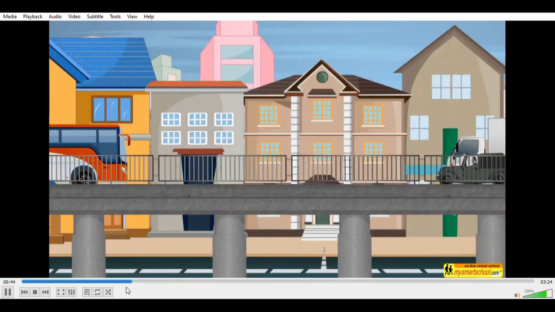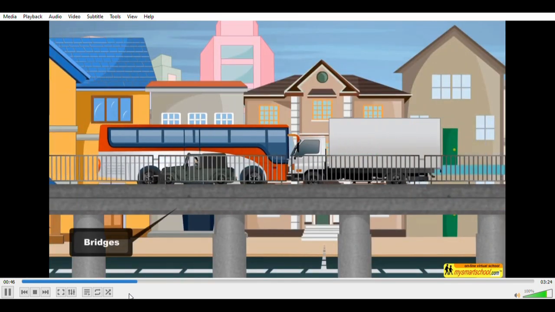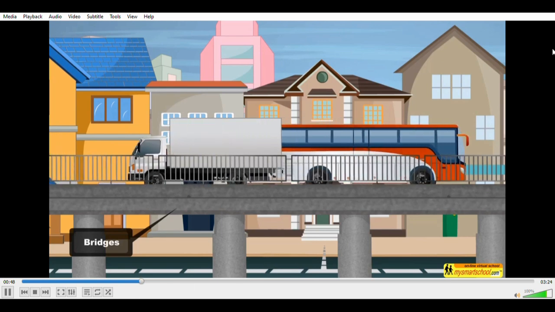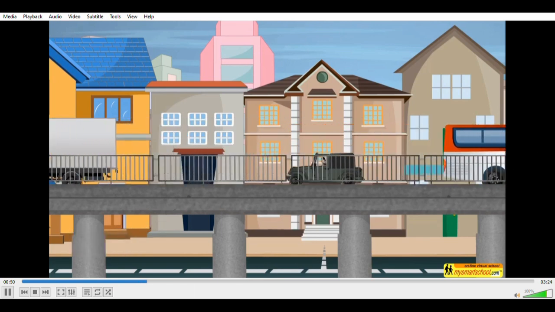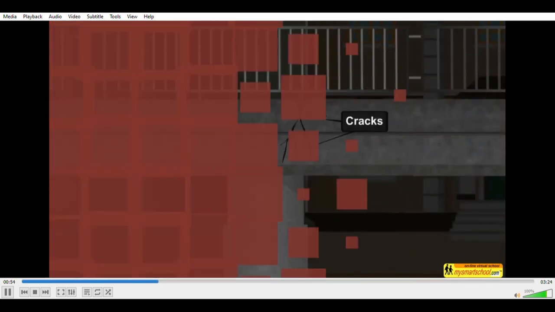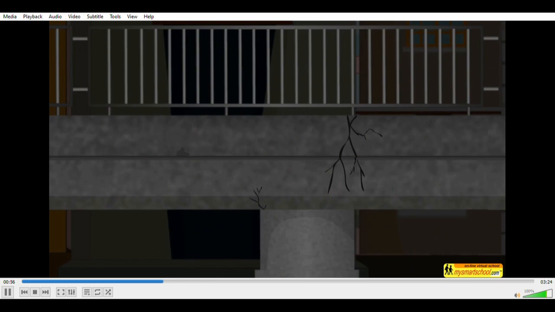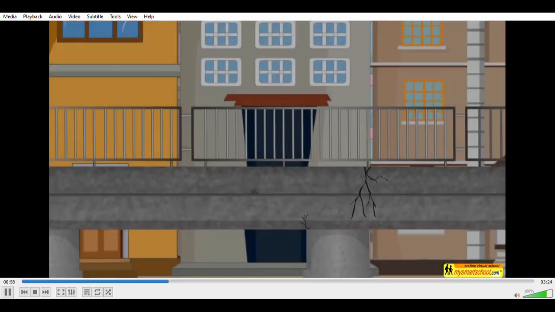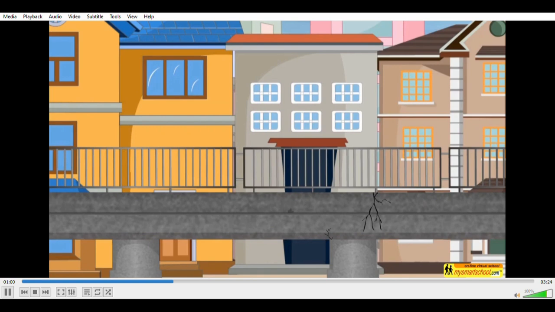Just like cranes, bridges are also designed in a way that they are not affected by the stress of the load. However, after many years of use, cracks occur in the bridges. This happens because the bridges lose their elastic strength due to the continuous stress produced by the load. Such bridges become unsafe for use.